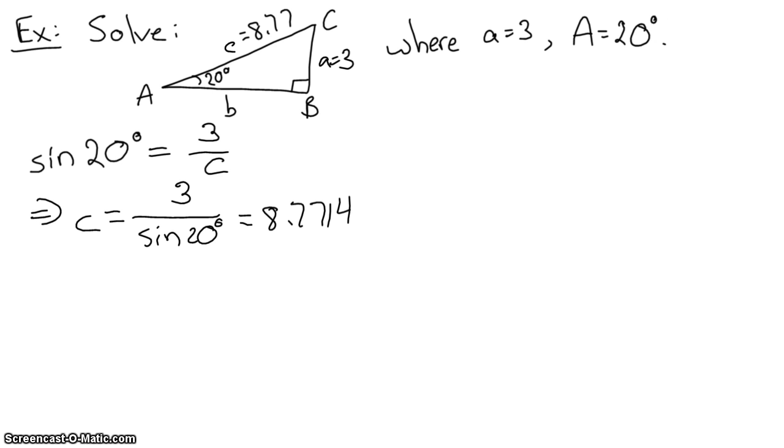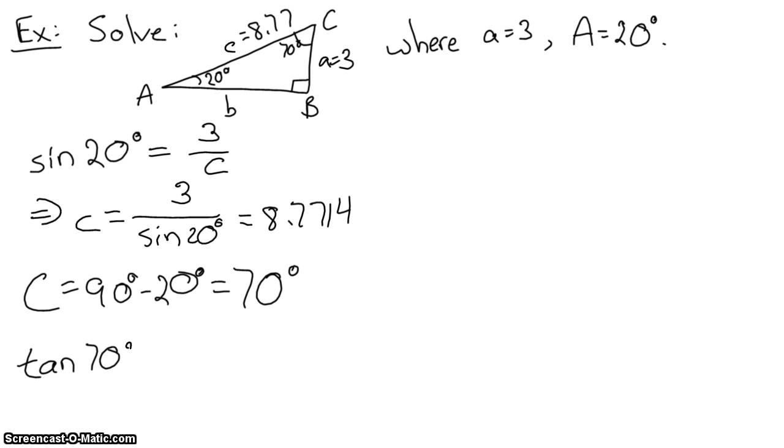Okay, so now what do I need to find? Angle C and side b. So why don't we go ahead and find angle C next? I know that, well, I could use trigonometry, but I'll just use that C is 90 minus 20 degrees, which is, of course, 70 degrees. Put it in the picture. Really helps a lot, believe me. And then what else? I guess I have to find little b. So let's say tangent 70 degrees is equal to b over 3. So b equals 3 tangent 70 degrees.